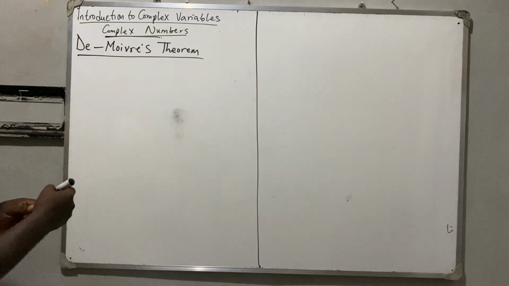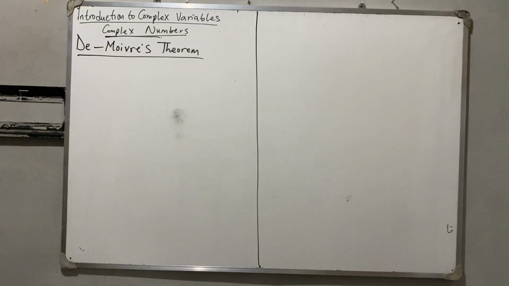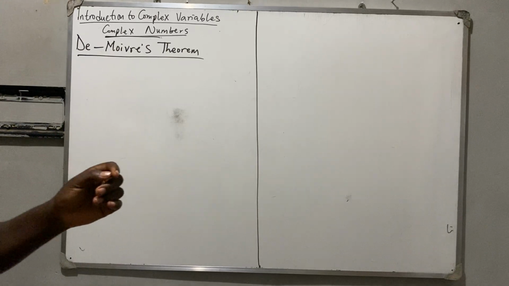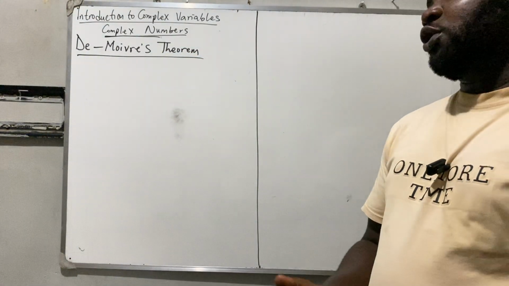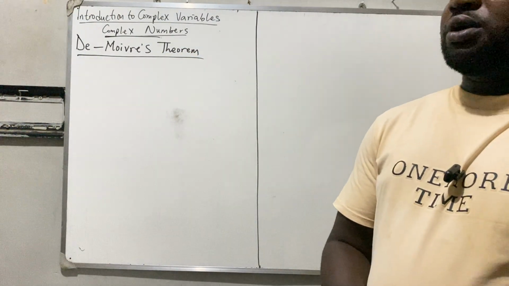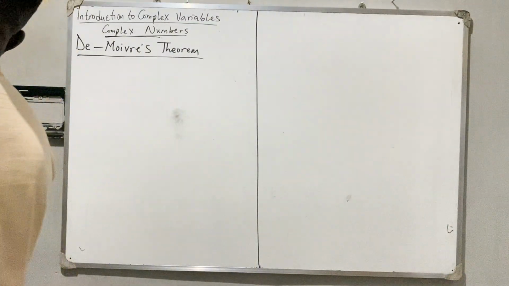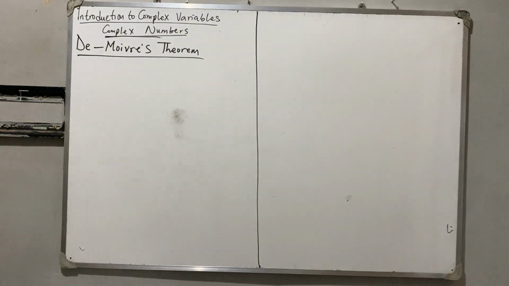That's what we have today. The De Moivre theorem is very simple. It's just a way of getting the power of a complex number. If you want to get the power of a complex number, we use the De Moivre theorem. So remember that a complex number can be expressed in three major forms.